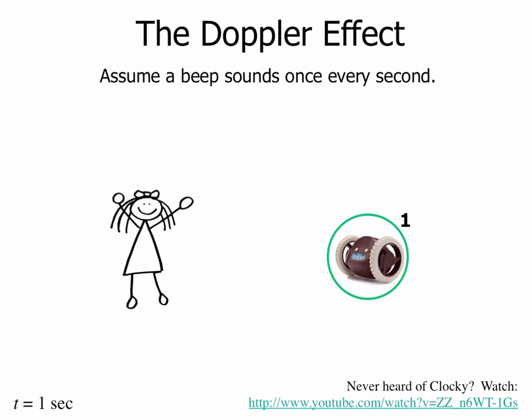And the Doppler effect works for any kind of wave, be it a sound wave, a light wave, a wave on the ocean. They all can have this effect. So let's see how it works, and we'll use a little cartoon to do this.